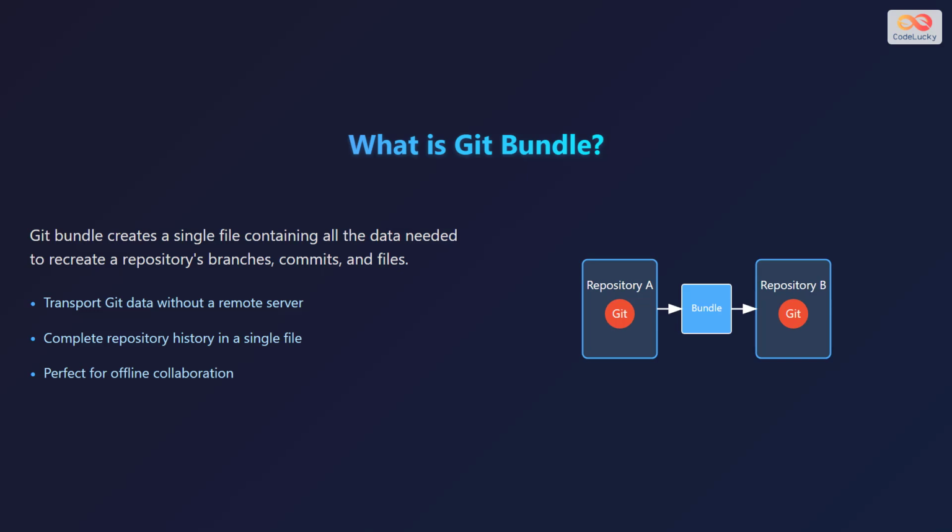A Git bundle creates a single file. This file contains all the data needed to recreate a repository's branches, commits, and files. This feature is useful to transport Git data without a remote server. It saves the complete repository history in a single file and is perfect for offline collaboration.